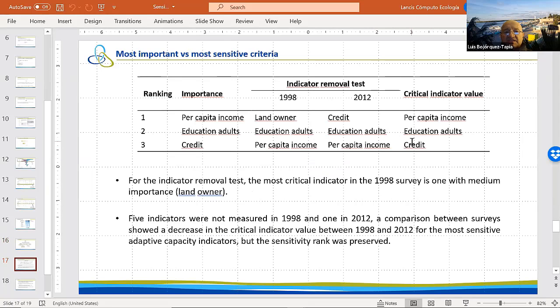And these are just a synthesis of the results of the most important versus the most sensitive criteria. And you can see that there are changes in the indicator removal test between the two surveys, and the importance and the critical indicator value tend to maintain the same ranking.